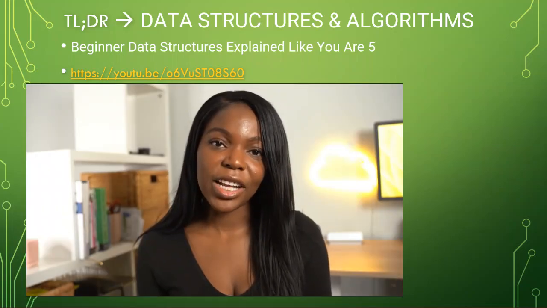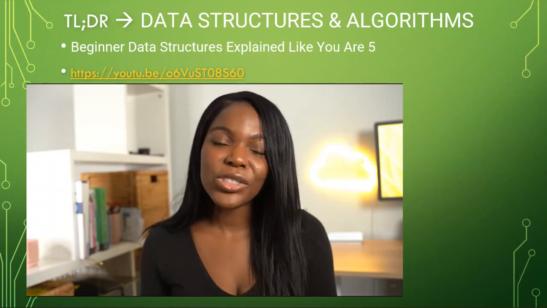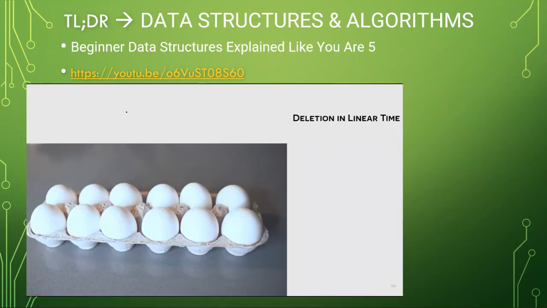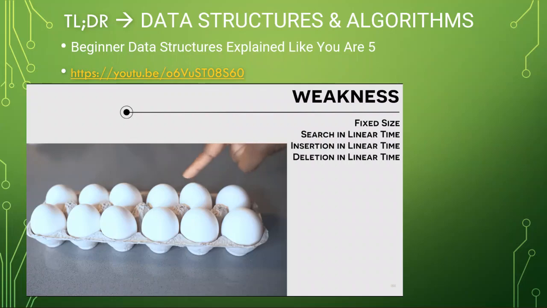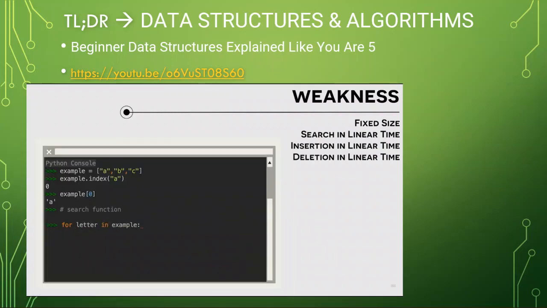Another disadvantage of egg cartons is the fact that searching for an egg is really slow. Let's say we wanted to find the largest egg, but we have no idea where that egg lives and we don't know its index. At worst case, we would have to start from index 0 and go through the entire carton until we found the egg, and this happens in linear time.